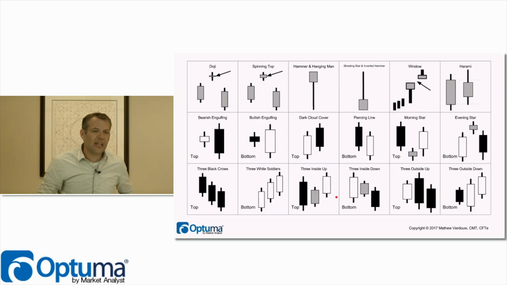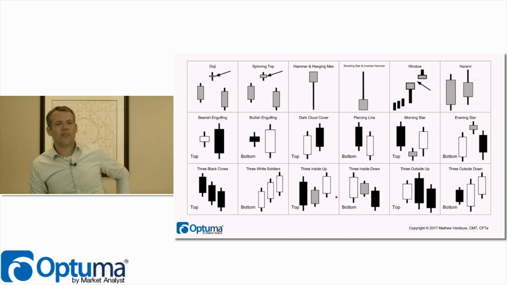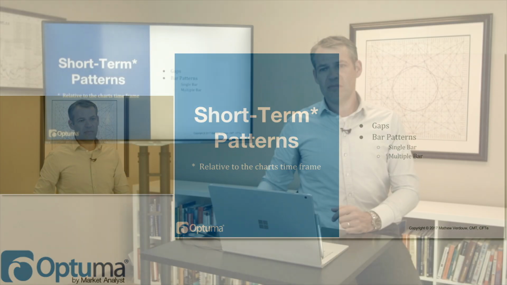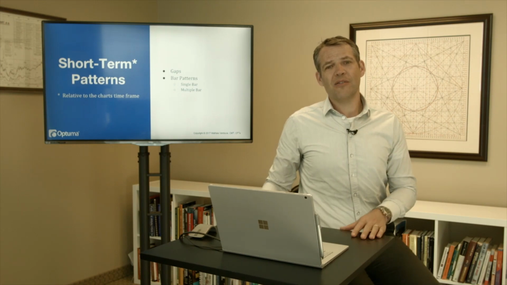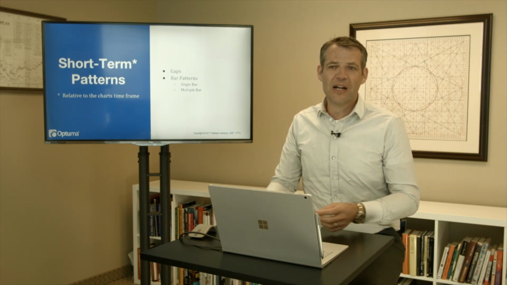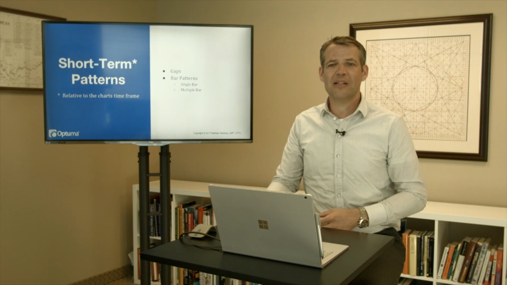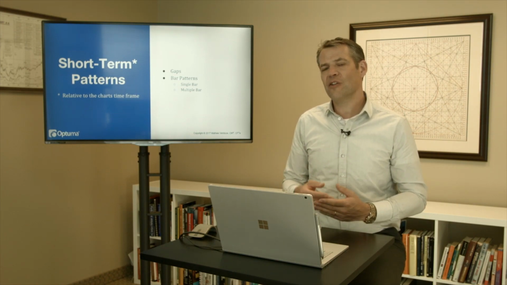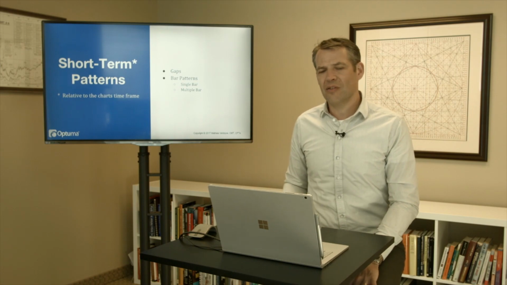What we've got here is a little cheat sheet that you can print out and keep on hand. Again, between now and the exam, just review these. Make sure you memorize all of these because you need to know them. And that's it for the short-term patterns: the gaps, the little bar chart patterns, the candlestick patterns. These are the types of things that you need to know. You need to be able to recognize those 3 types of patterns.